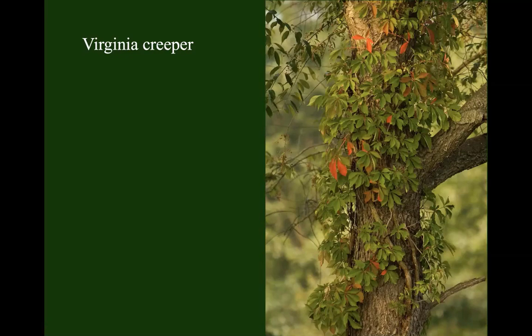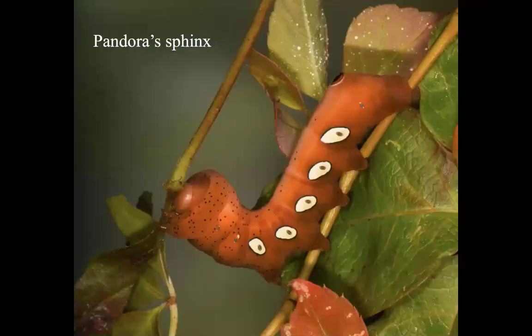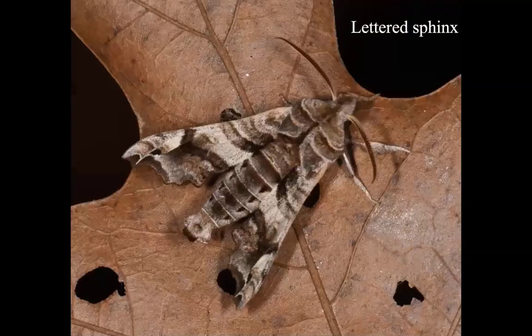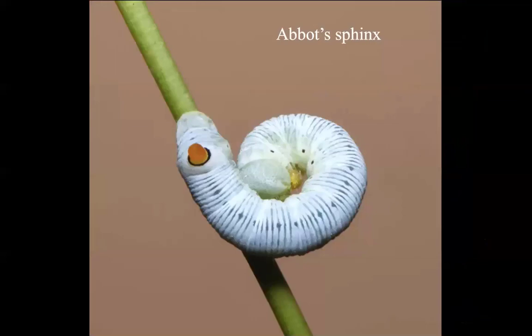And it's the major host plant for the large sphinx moths that are the primary component of cardinal diets, like the Pandora sphinx. That's what its beautiful adult looks like. The lettered sphinx, the hog sphinx, the abbot sphinx, all on Virginia creeper.